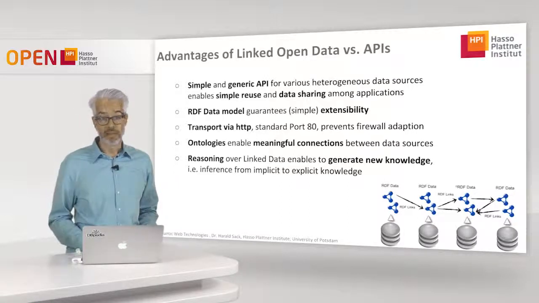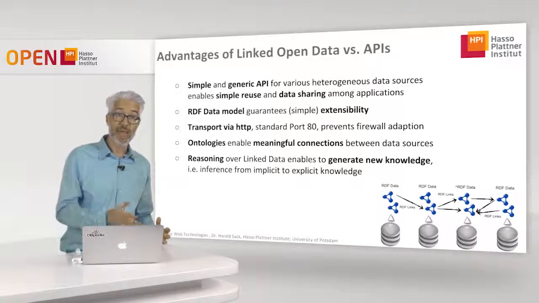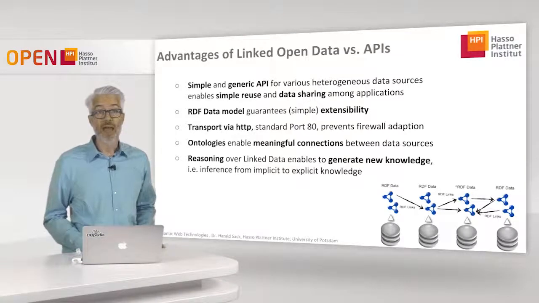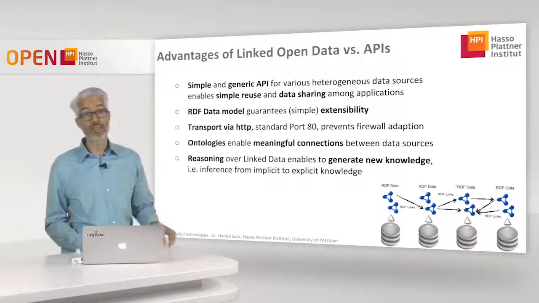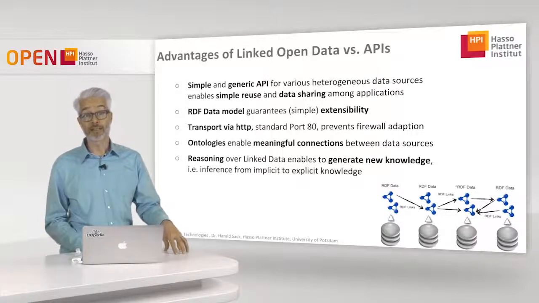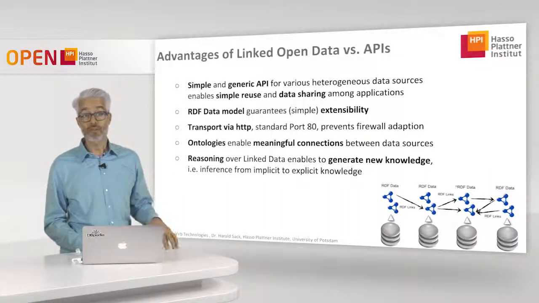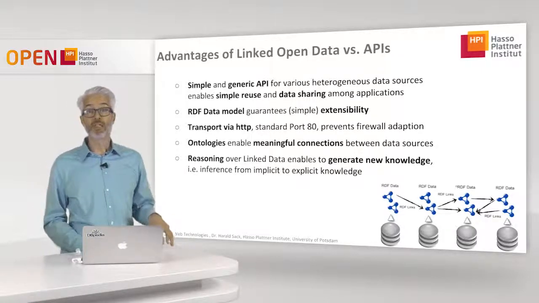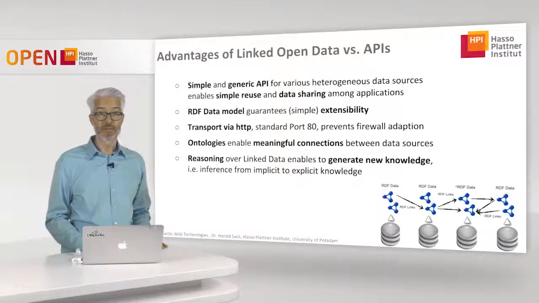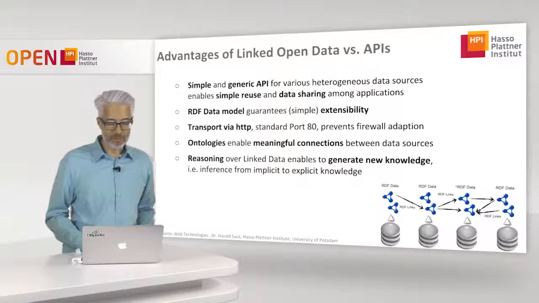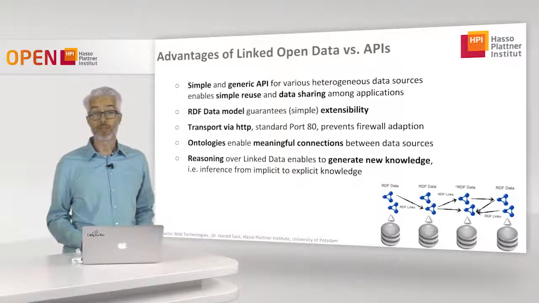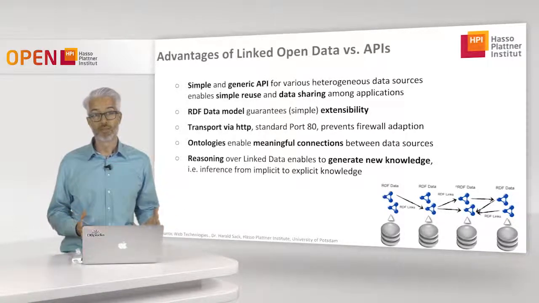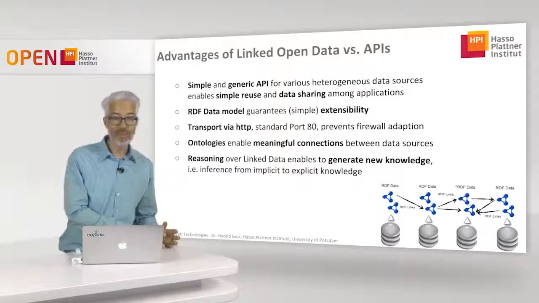We already know that. Then, of course, transport of the data, access via HTTP, standard port 80, so this prevents firewall adoption. And what is also a major benefit, your linked data most times is linked to classes and, of course, much more sophisticated knowledge representation within ontologies. And then this enables meaningful connections between your data sources. And, of course, based on these ontologies, whenever it's possible, you also can apply reasoning. So reasoning over linked data enables the generation of new knowledge. So, for example, we can infer from implicit to explicit knowledge.